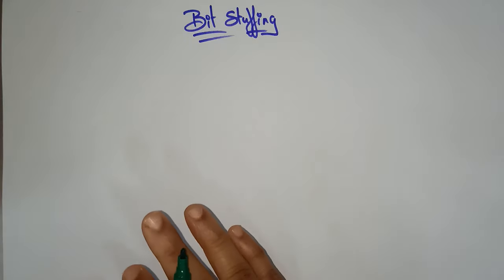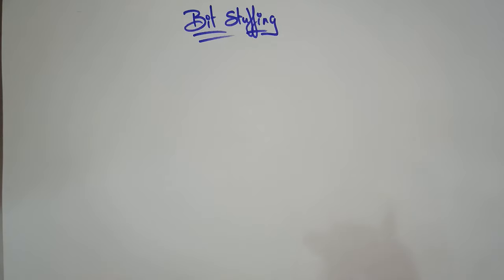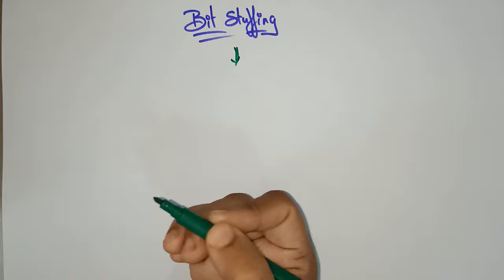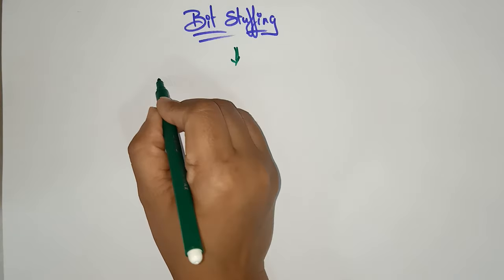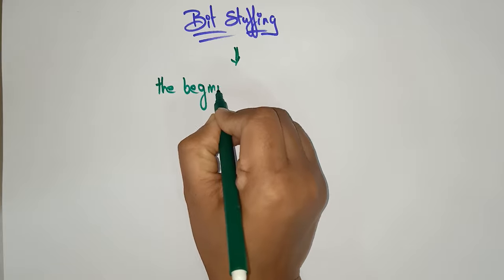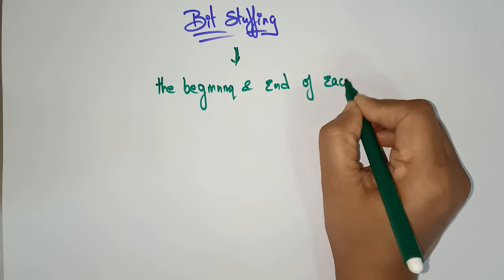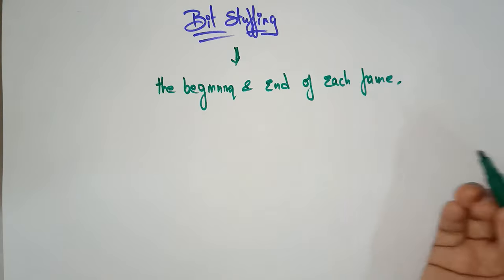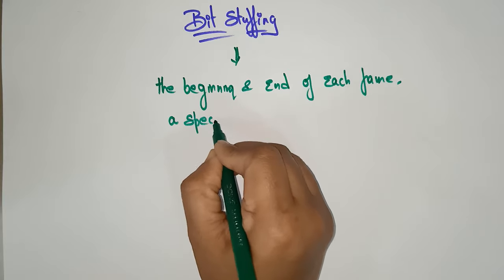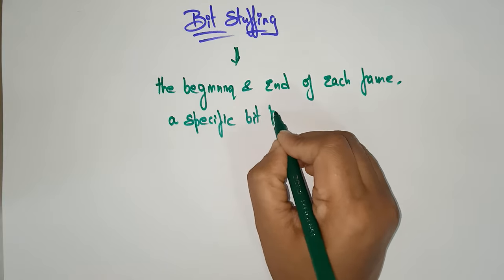When we are doing the bit stuffing, whenever we are trying to add the starting and ending flags to differentiate the original data from the flag bytes, we have to add bits to the original data. That is called bit stuffing. Let me explain. In this framing technique, at the beginning and at the end of each frame, a specific bit pattern is added.